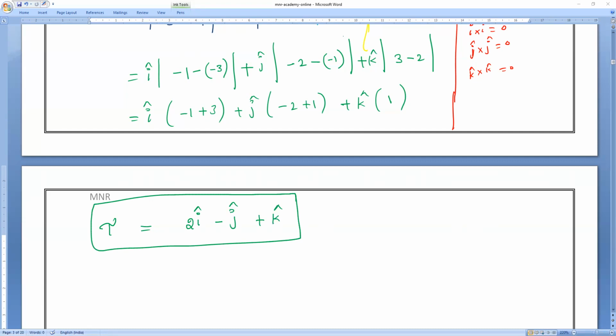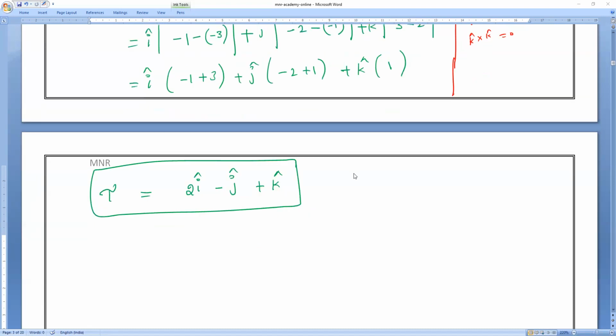So torque is equal to how much, Mr. Kadir? 2i cap minus j cap plus k cap. That is what you got. Now we want to find the magnitude of torque.